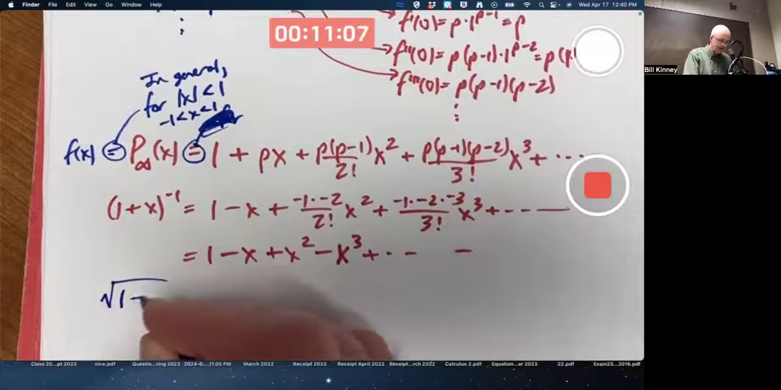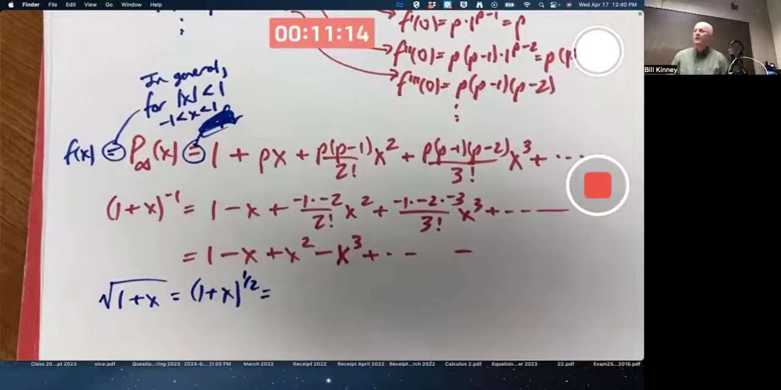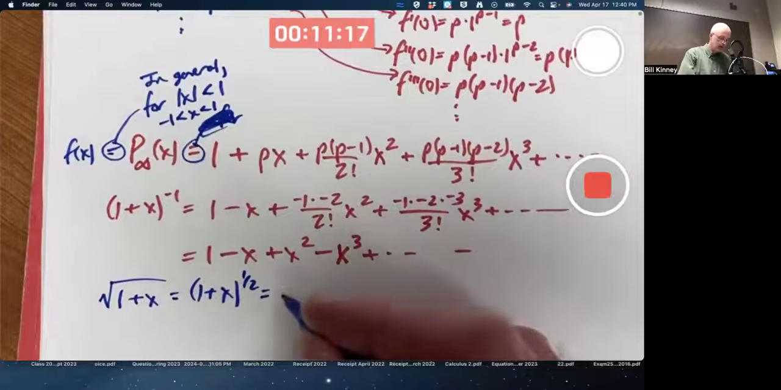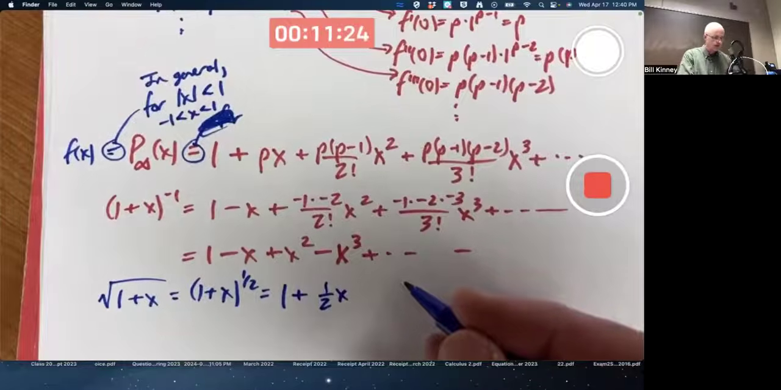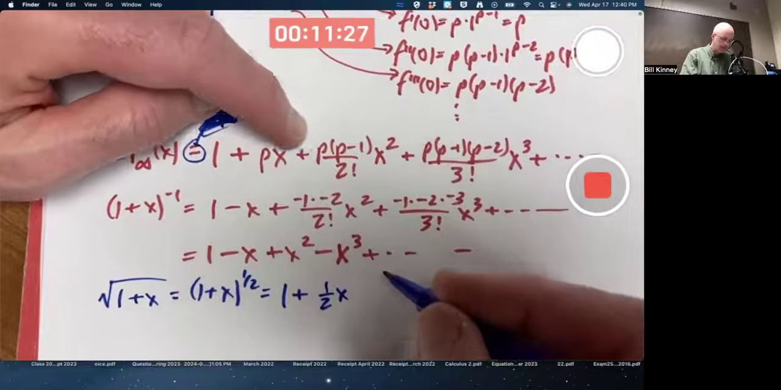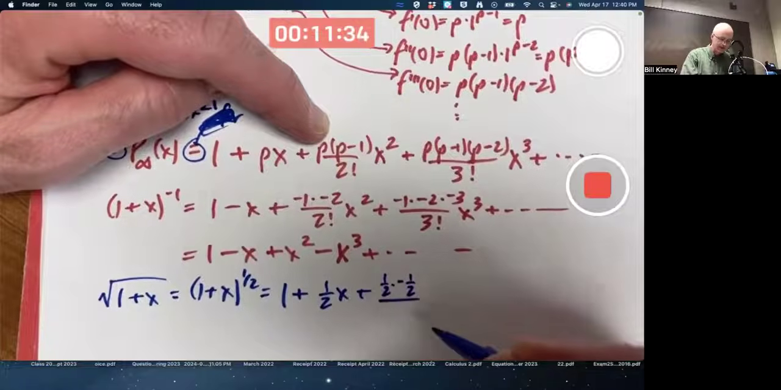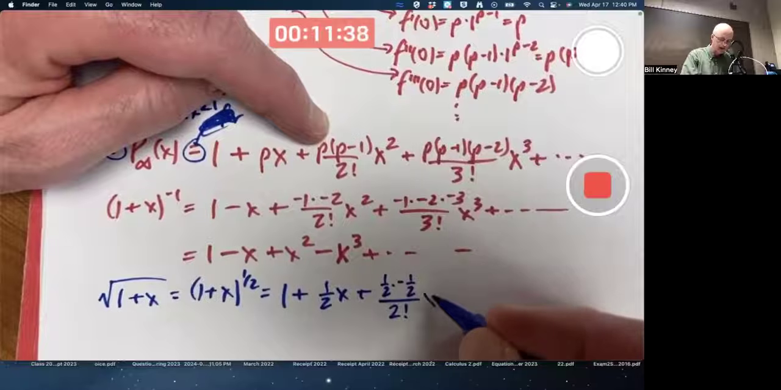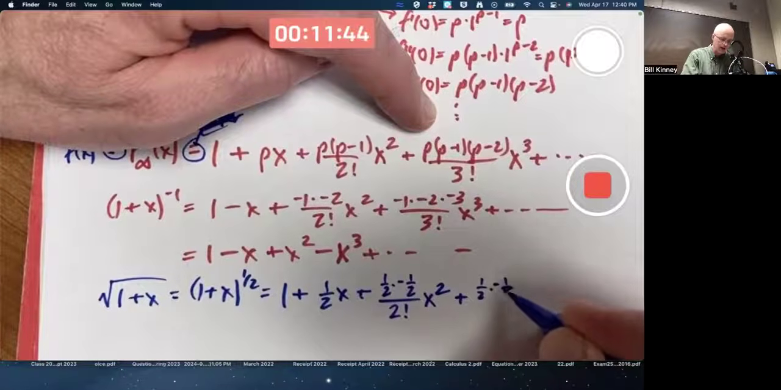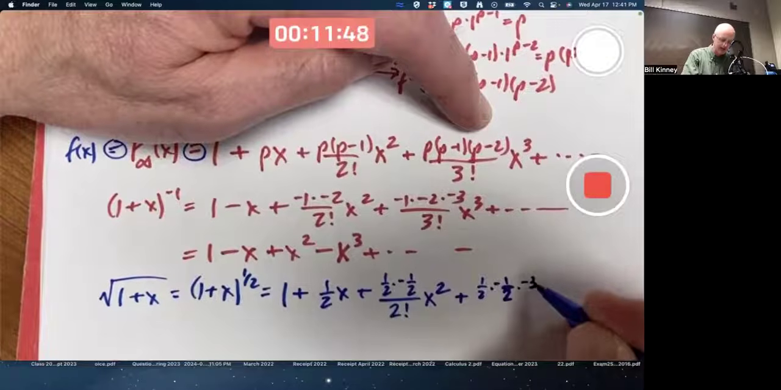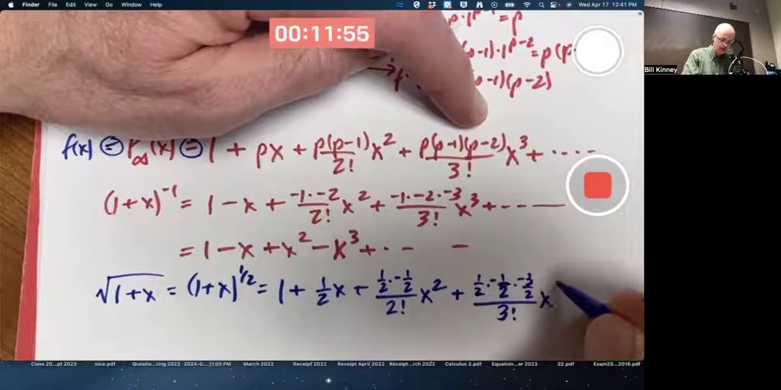What about square root of 1 plus x? 1 plus x to the 1/2 power. Use the same formula with p equal to 1/2. 1 plus 1/2 x. I'm looking up here. That p gets replaced by 1/2. Next term, p gets replaced by 1/2, still 1/2 times -1/2. Right? 1/2 minus 1 is -1/2. Divided by 2 factorial, x squared. Next term, I've got p, 1/2, times p minus 1, -1/2, times p minus 2, is going to be -3/2. Careful doing fraction calculations in your head. Divided by 3 factorial, x cubed, etc.